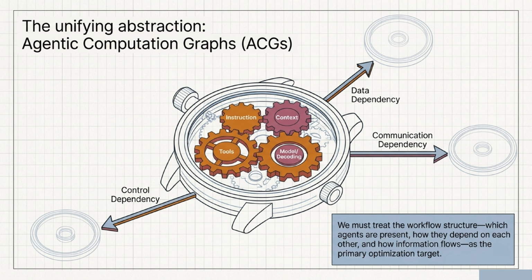We introduce the unifying abstraction for these complex systems, the Agentic Computation Graph, or ACG. Think of this like the intricate gears of a mechanical watch. You have nodes representing instructions, context, tools, and models, and they are all connected by data, communication, and control dependencies. Moving forward, we must treat this workflow structure, which agents are present and how information flows between them, as our primary optimization target.